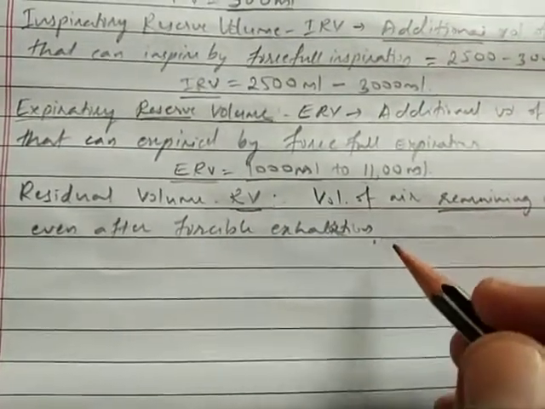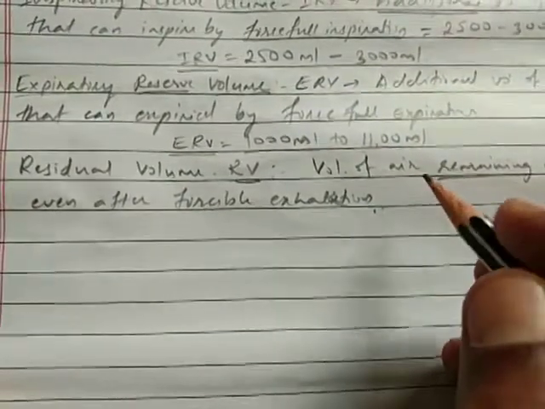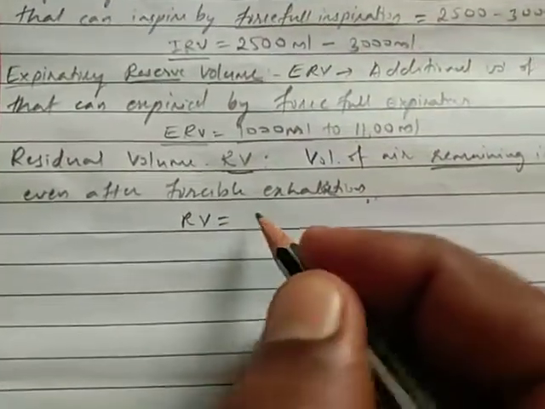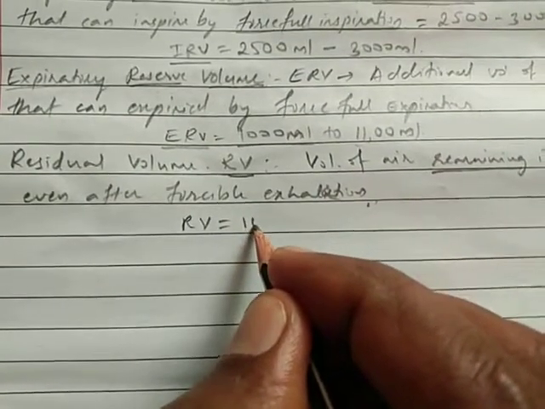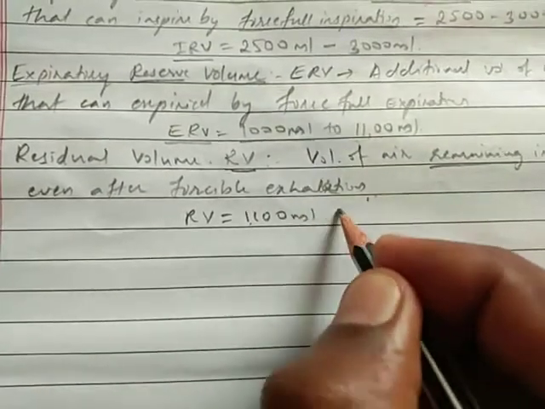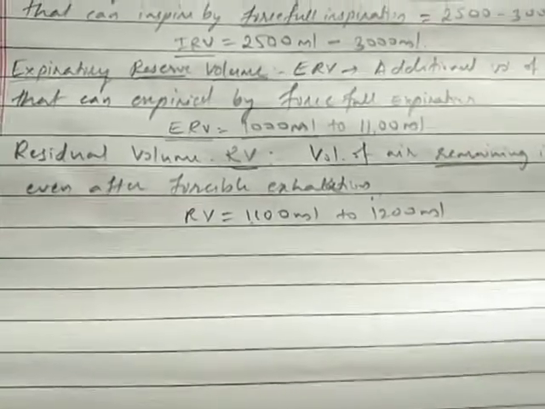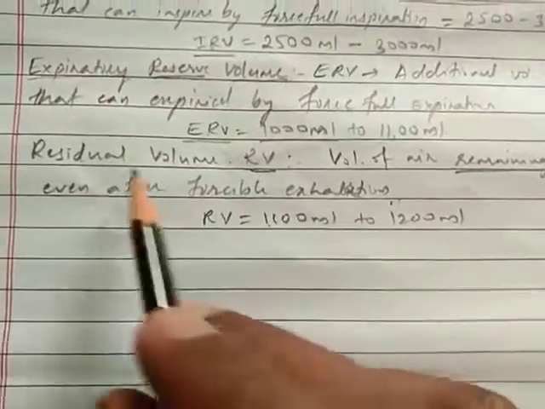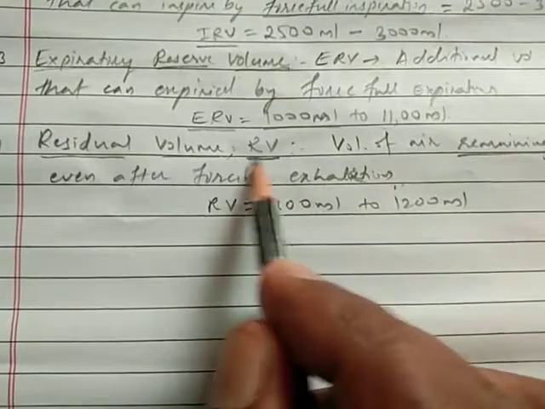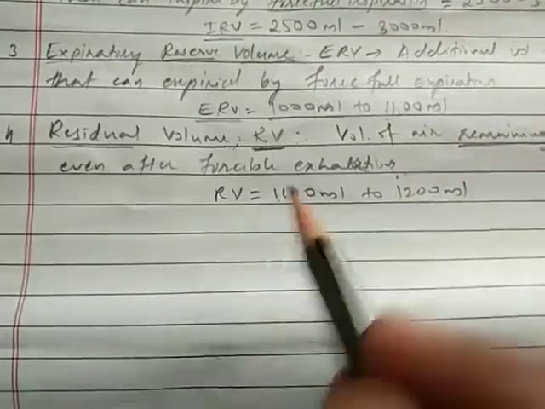How much remains here? Residual volume, RV, is equal to about 1100 ml to 1200 ml remaining in the lungs. That is what we call residual volume, right? So that is referred to as RV. RV is equal to, here I have mentioned, you can observe.